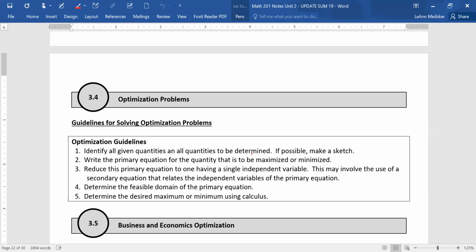So you may have to resolve something, plug some things in, depending on how difficult the problem is, and determine the feasible domain of your primary equation. Obviously, if we're solving for time, you wouldn't want to have negative time. So just make sure that your domain is feasible. And then you determine the desired maximum or minimum using calculus, which means taking derivatives.